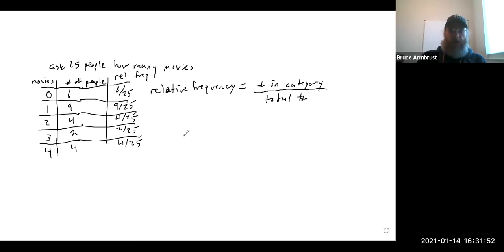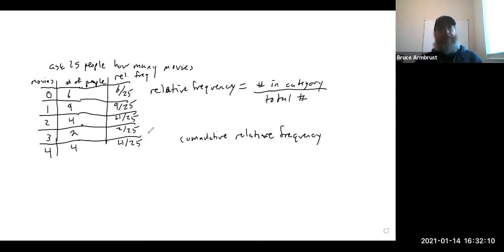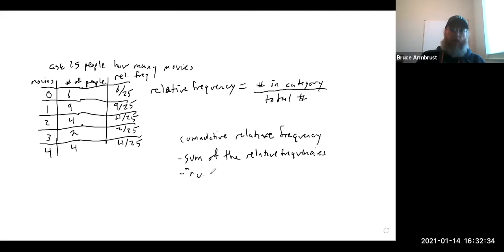So then cumulative, think about what that word means. Right, when something's cumulative, it adds up. If we accumulate, we gather stuff. So that prefix means basically to add up. And so cumulative relative frequency, this is the sum of the relative frequencies. And I'm going to put here, it's a quote unquote running total.